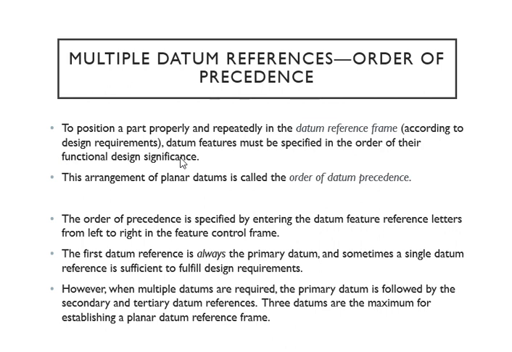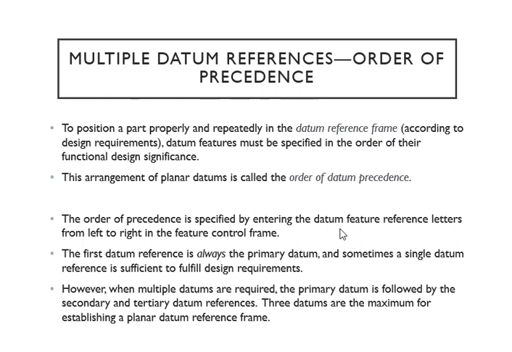All right, so here is your key point. If you have multiple datum references in your datum reference frame, not only a single datum but 2 or 3, at that time you have to put them in order of significance. That significance is your functional design significance, and we call that precedence the order of datum precedence. Which one is more important depends on the function.